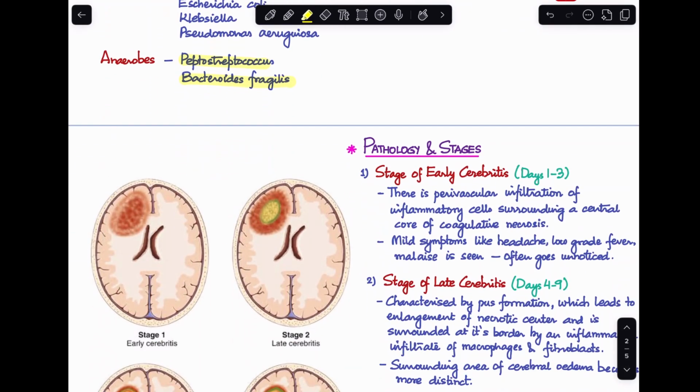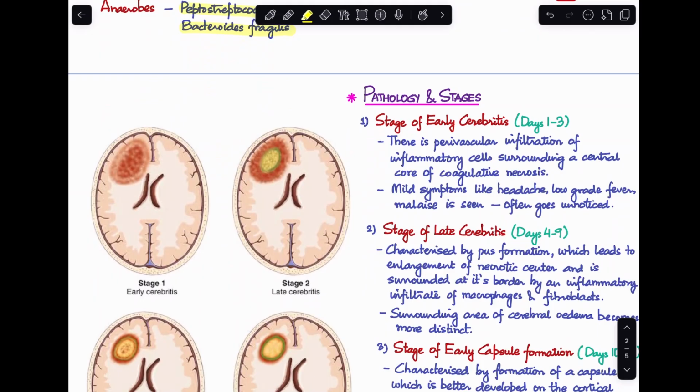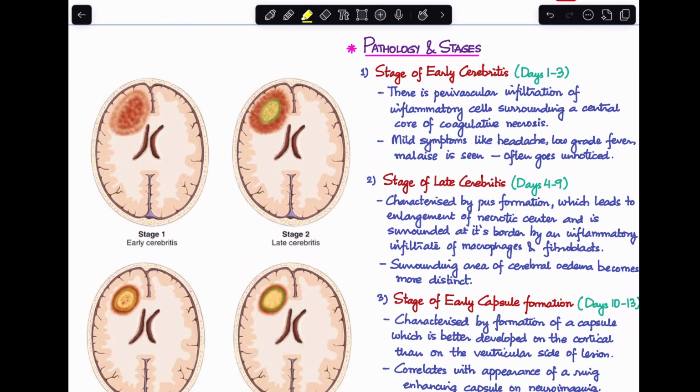Now let's talk about the different stages and pathological features that we see in a case of brain abscess. So there are 4 stages over here. The first stage is known as the stage of early cerebritis. And this usually is from day 1 to day 3. So what do we see here? Let's look at the image over here. The first image is that of stage 1 or stage of early cerebritis. We see a perivascular infiltration of inflammatory cells surrounding a central core of coagulative necrosis.